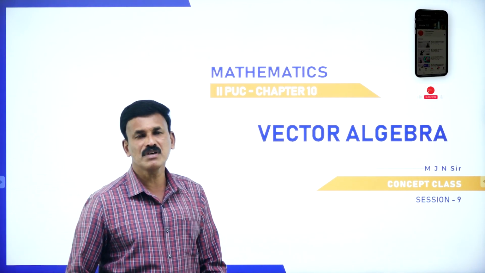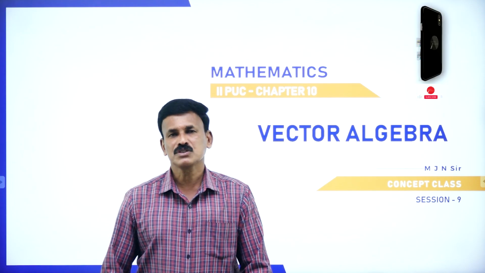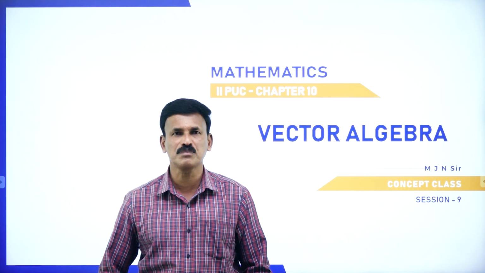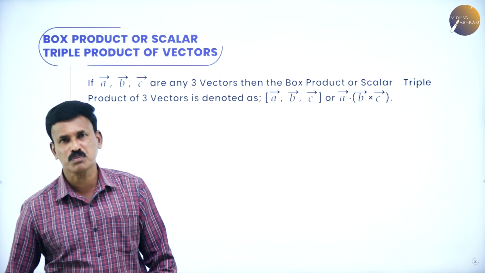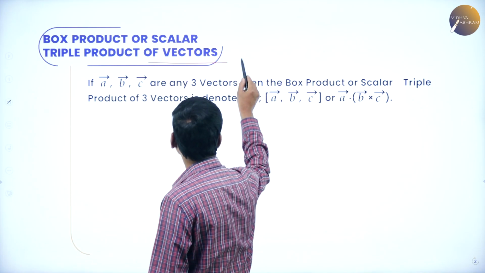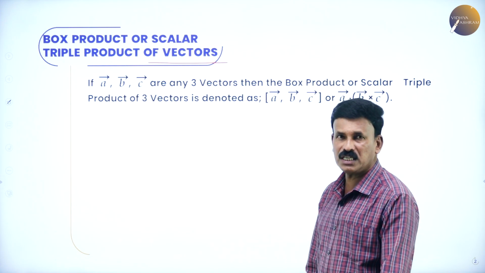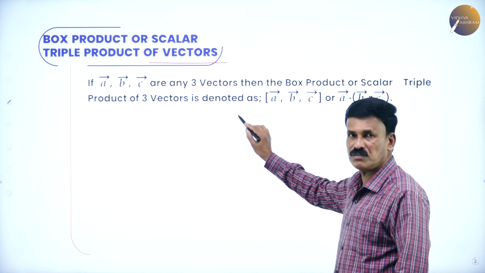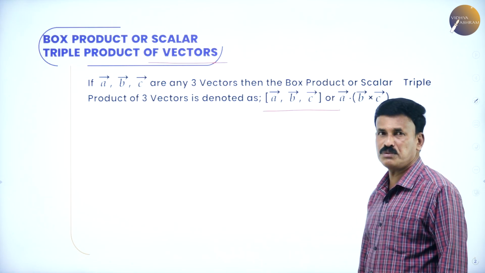In my previous class we discussed miscellaneous problems connected to dot product and scalar product. In this session I am going to discuss a very important concept called the scalar triple product, or the box product. Now let us discuss the box product, or scalar triple product, of three vectors. If vector A, vector B and vector C are any three vectors, then the box product or scalar triple product of the three vectors is denoted as the box product [A, B, C], or it is also equal to A dot B cross C.